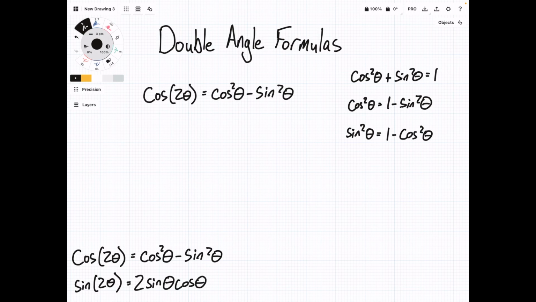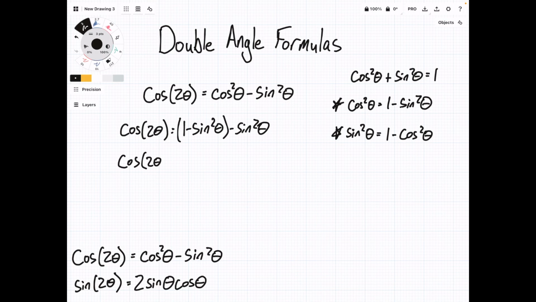All right, so we're going to save these for now, and we're going to use one at a time. So first, we're going to plug in cosine squared theta. So this equation is going to become cosine of 2 theta equals 1 minus sine squared theta minus sine squared theta. And so this part's actually not too bad. This becomes 1 minus 2 sine squared theta. And so we're going to save that off. That's one of the formulas.